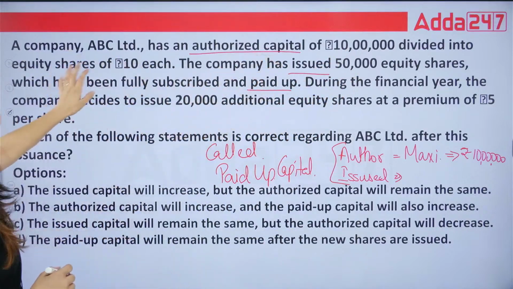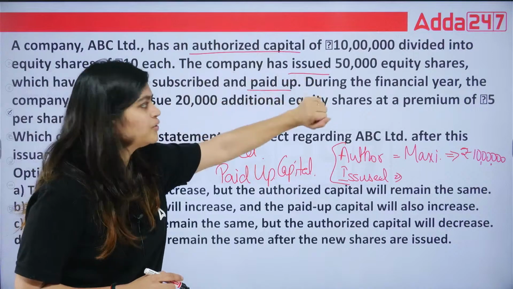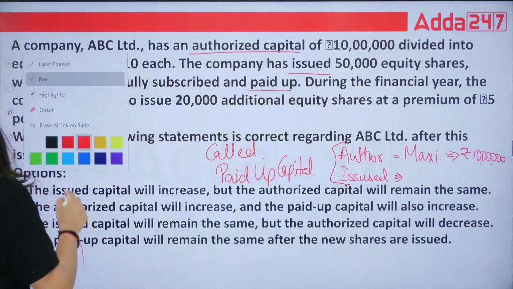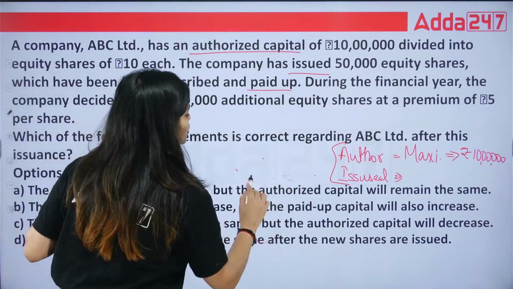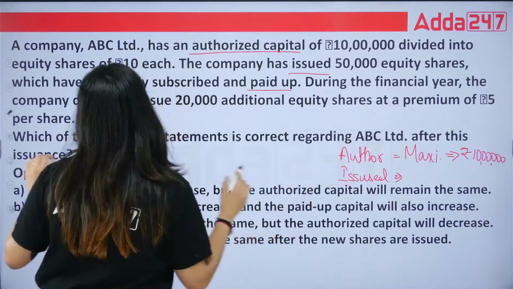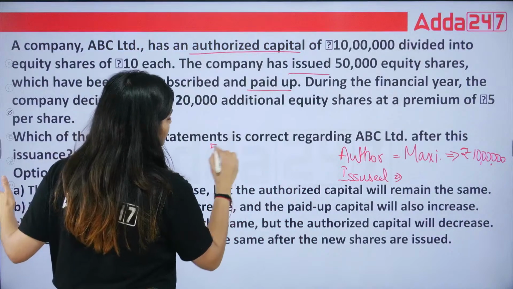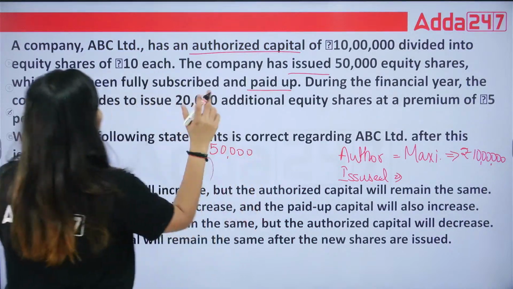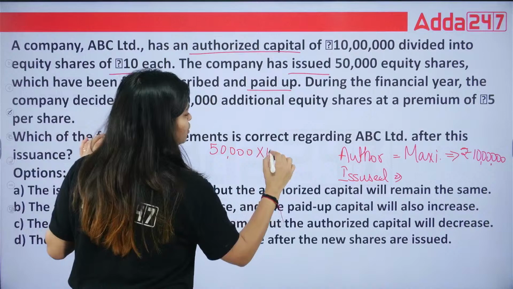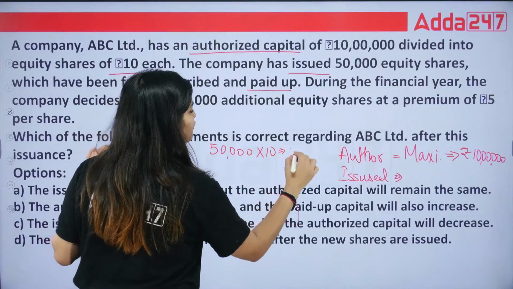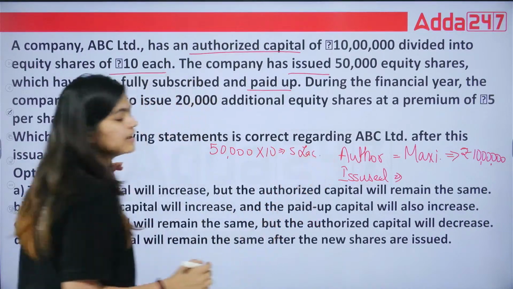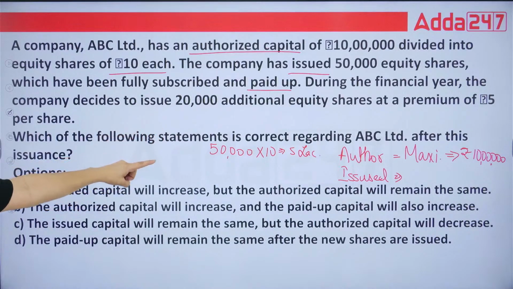In the second line, they are saying the company has issued 50,000 equity shares. Means the company already issued 50,000 shares at 10 each. So 50,000 into 10 is equal to how much? 5 lakh. Correct? This is equal to 5 lakh.